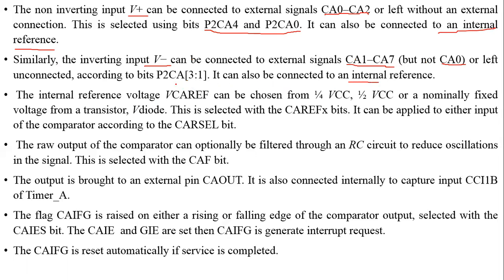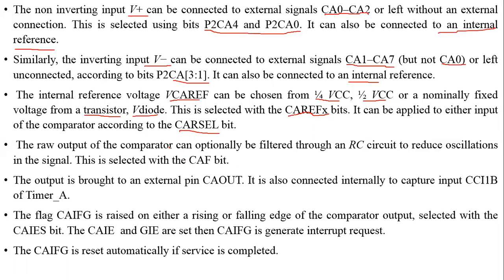For these bits, selection is done from the 3rd bit, 2nd bit, and 1st bit, and the reference voltage will be chosen from 1/4 VCC, 1/2 VCC, or a fixed voltage from a transistor or a diode. So the transistor cut-in voltage, or active region, or V diode is a cut-in voltage. These bits will be selected by using the CAREF bits. And this analog, internal or external, will be selected by using the CAEX or CARSEL bits.